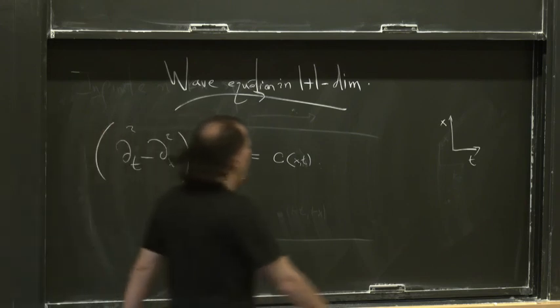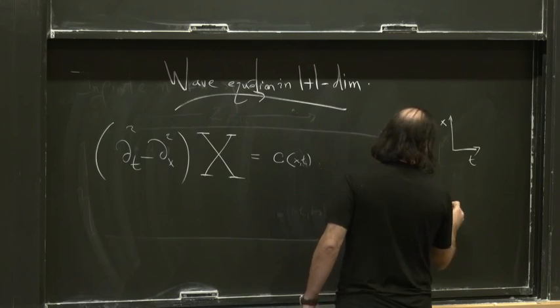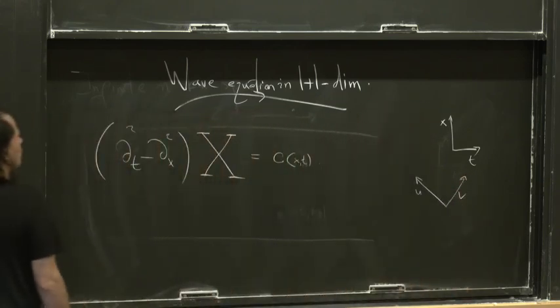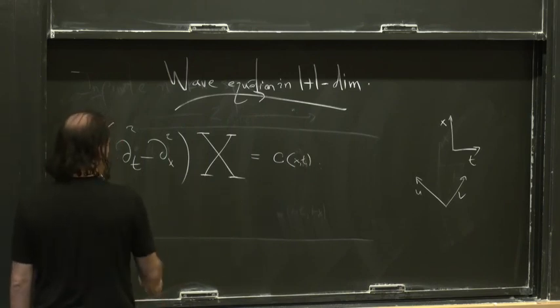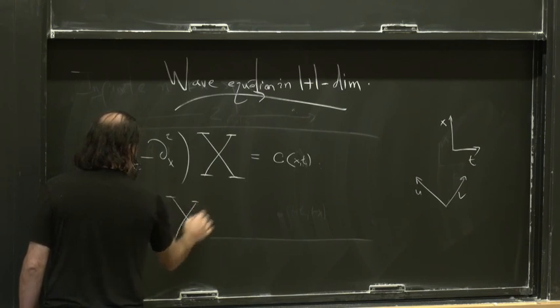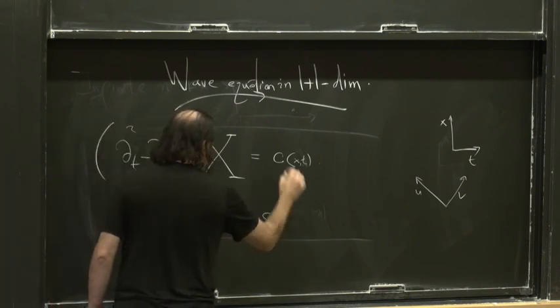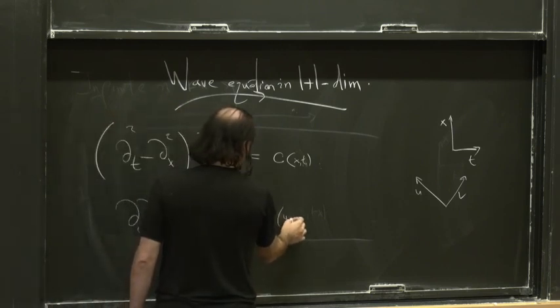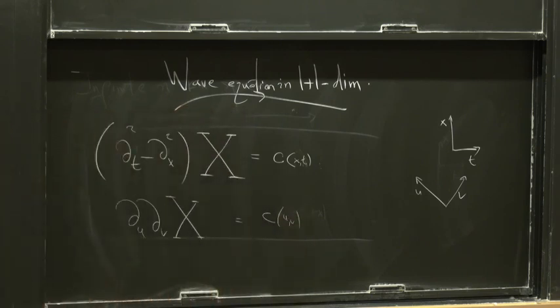And let's immediately transform to u and v variables, the light cone variables, which are x plus or minus t. And we know in terms of u and v, the wave equation becomes ∂u∂v X equals c of u and v now. Right? Okay. Now let me review a few things about the wave equation.